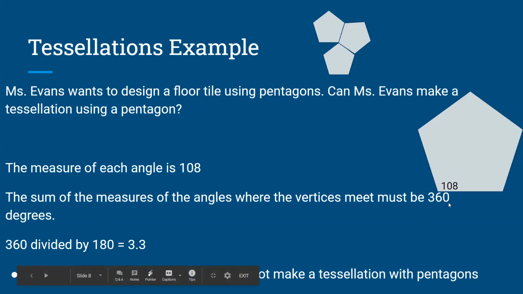So to figure this out, I'm going to take 360, which is what it needs to be for all of the shapes to meet completely, and divide it by 108. And I wrote 180 right here, but it should be by 108. When you divide those two things, you get 3.3. And because that answer is not a whole number and it doesn't add up to 360, she cannot make a tessellation with a pentagon.